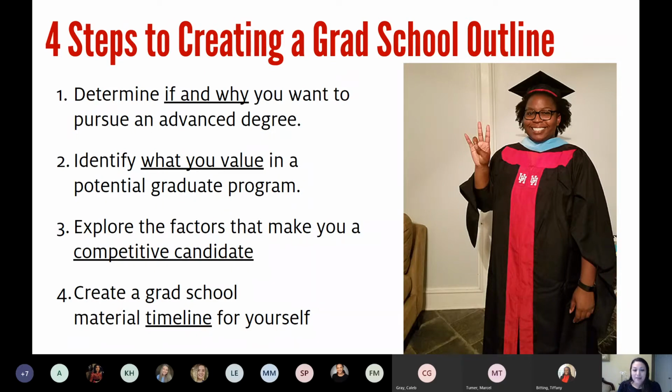And then lastly, we're going to discuss a graduate school material timeline. What I mean by material timeline are all of those different requirements for applying to graduate school. And notice that it says at the end "for yourself," because it is very different, and it is based so much on how you plan and prepare for different things.